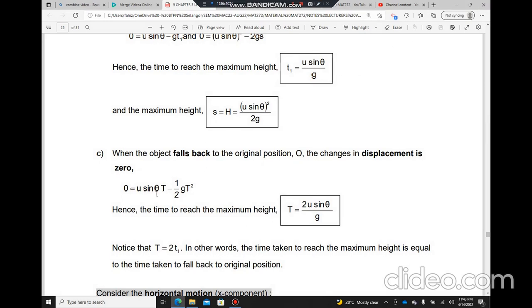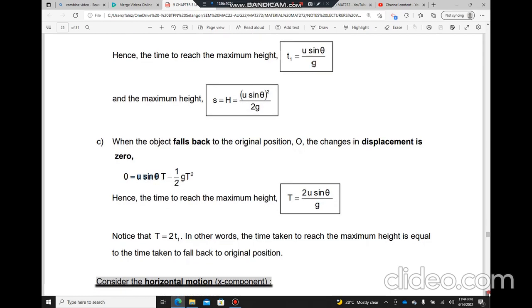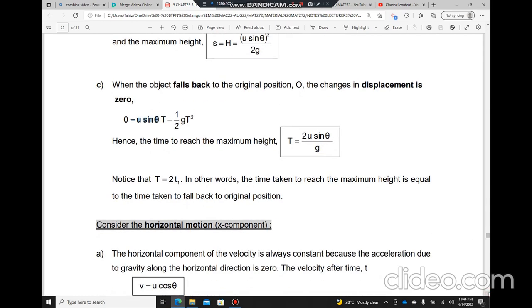Okay, so you substitute all the formula here. Masukkan formula, U ganti dengan U sin theta. So UT minus, A ganti dengan negative G. So hence the time to reach the maximum height T equals to 2U sin theta over G. Notice that T equals to 2T1. In other words, the time taken to reach the maximum height is equal to the time taken to fall back to the original position. Maksudnya masa yang diambil untuk capai maximum height biasanya sama dengan masa untuk dia jatuh balik ke original position.